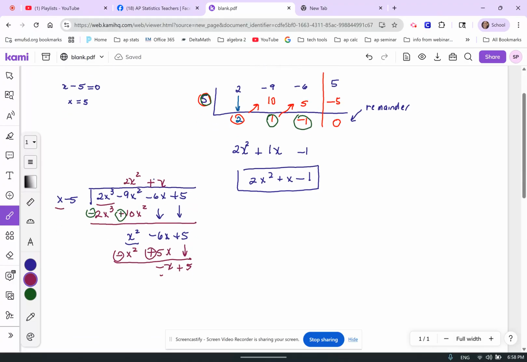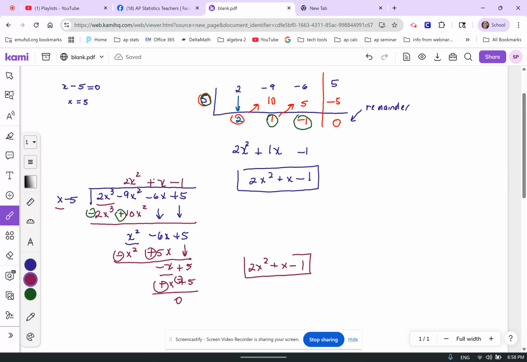And we have one more time we go. So negative x divided by x is negative 1. Negative 1 times x minus 5 is negative x plus 5. We change our signs, and here's our final remainder of 0. So notice, using the long division process, we got the same answer.